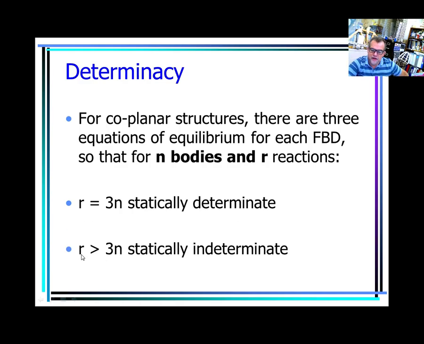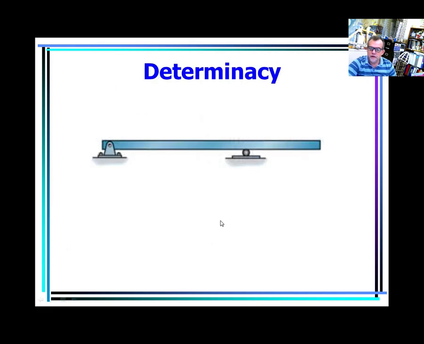If the number of reactions is bigger than 3 times the number of bodies, it's statically indeterminate. And one thing that doesn't say here, but usually it's like that, if R is smaller than 3N, then the structure is unstable, and that's a different definition. Let me tell you what I meant by R and N.